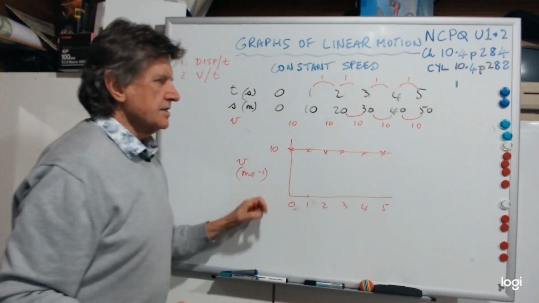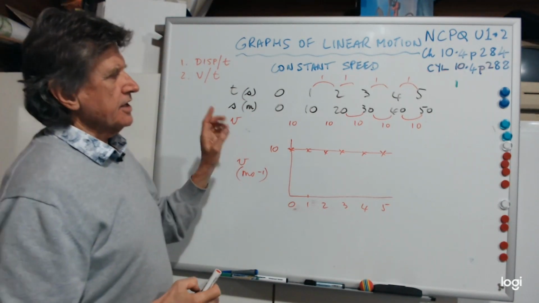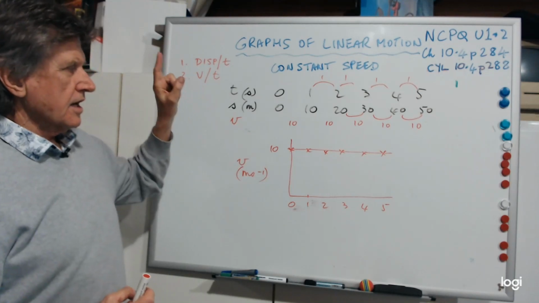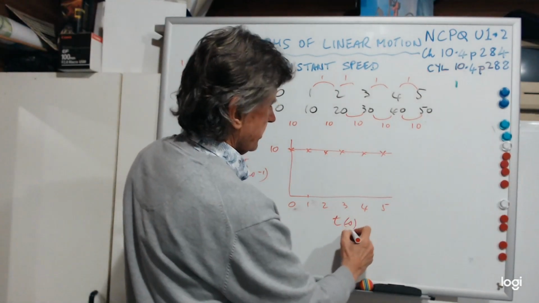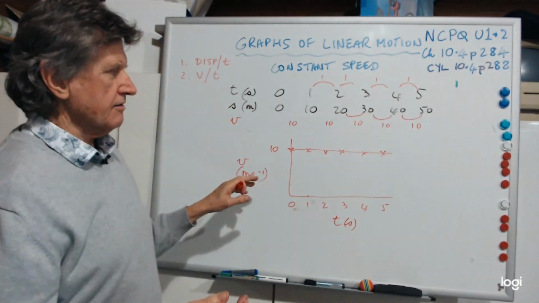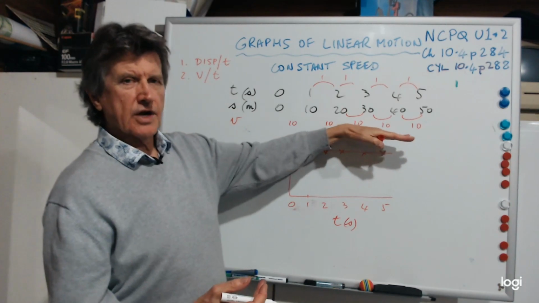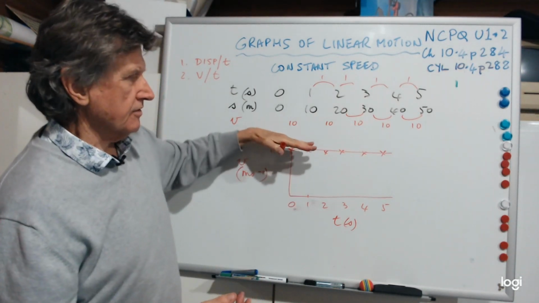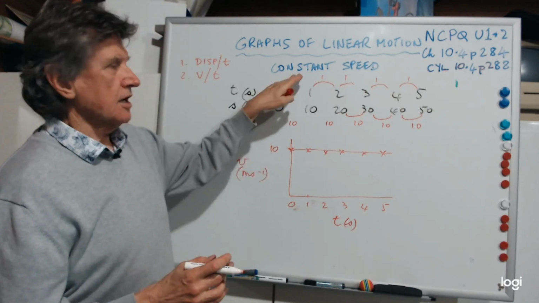Okay, so now this makes more sense. This is where I was getting trapped. So the graph of a velocity time, the velocity time graph for a thing travelling at constant speed will be a straight line, and there's no change in velocity. Okay, so that's all you can say about constant speed.